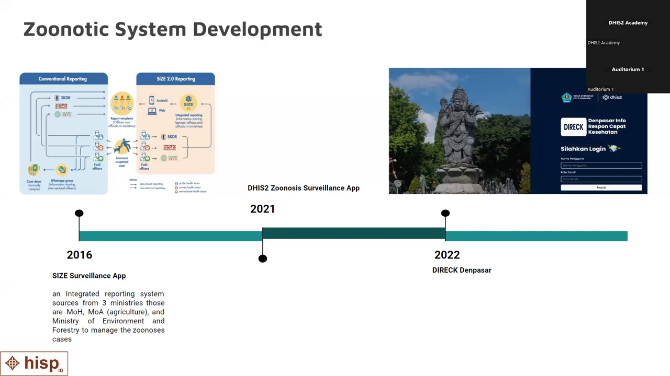Previously, in 2016, we had three applications from three ministries: the Ministry of Health, the Ministry of Agriculture, and the Ministry of Forestry, for example. This is the big area we share. Next, we escalated the features to integrate the three applications into one application. We call it SIZOI, the Information System of Zoonosis.